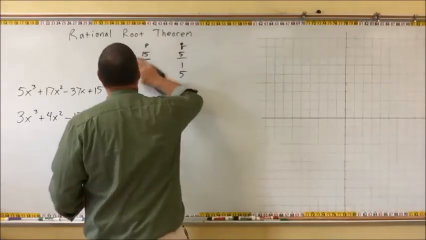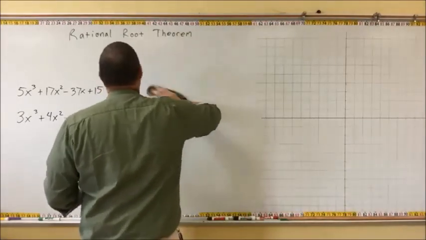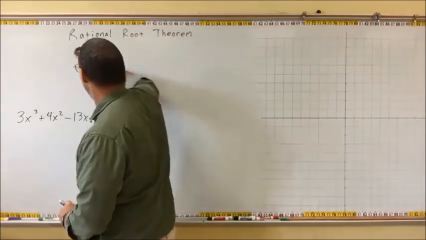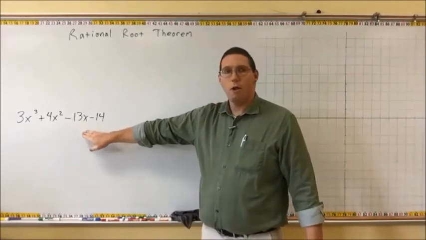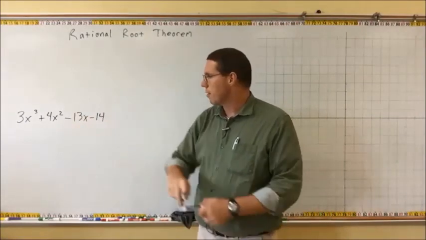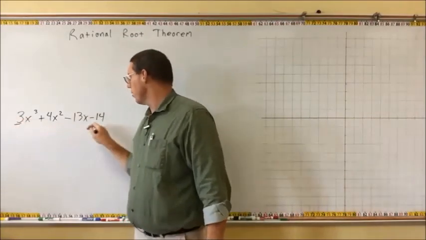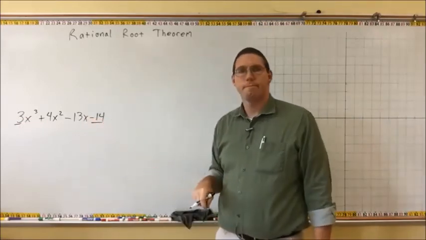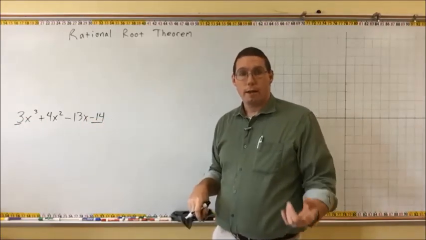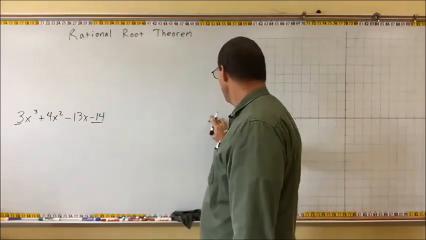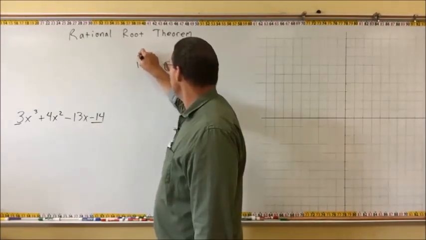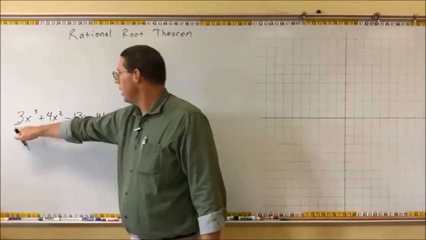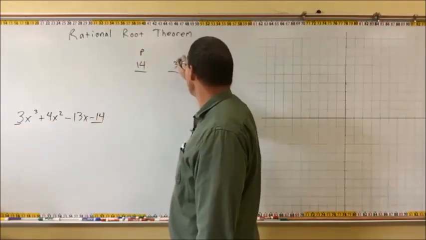So erase this. All right, erase this. And pause the video, and see if you can figure out all of the possible rational roots of this. Remember, our number at the front is 3, and our number at the end is 14. All right, so let's see if you got them right. The number at the end, 14, those are the P's. The number at the beginning, 3, those are the Q's.